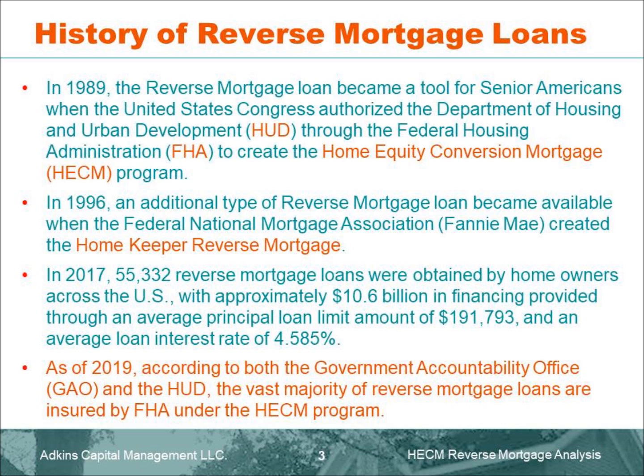In 2017, 55,332 reverse mortgage loans were obtained by homeowners across the U.S., with approximately $10.6 billion in financing provided through an average principal loan limit amount of $191,793 and an average loan interest rate of 4.585%. As of 2019, according to both the GAO and the HUD, the vast majority of reverse mortgage loans are insured by FHA under the HECM program.